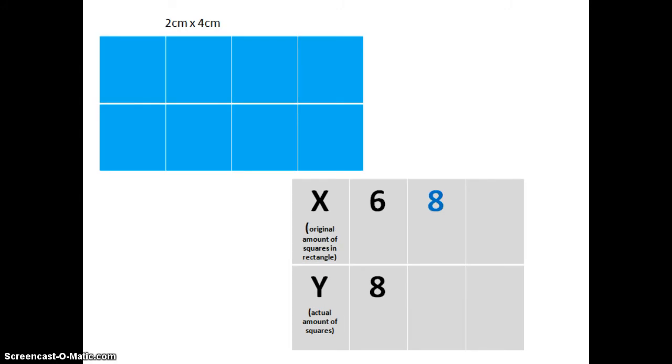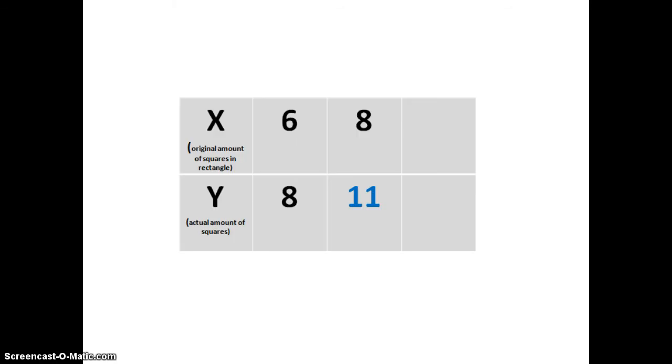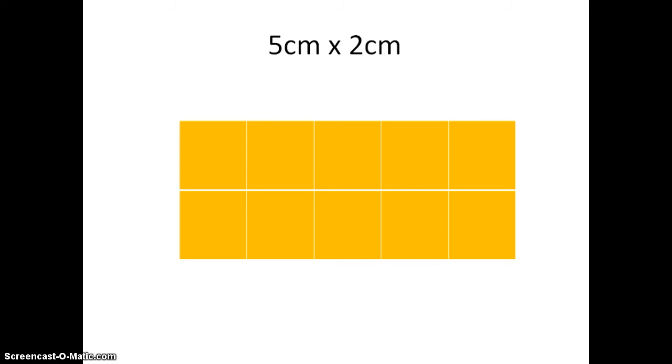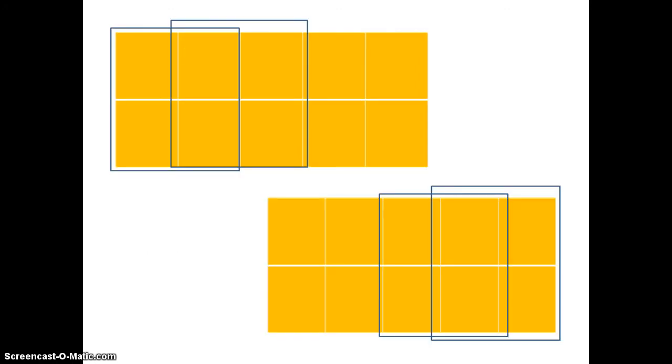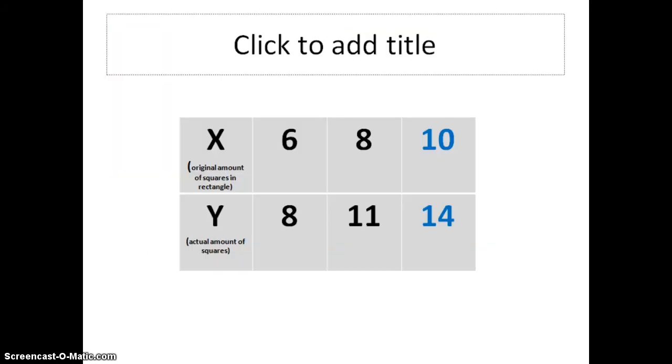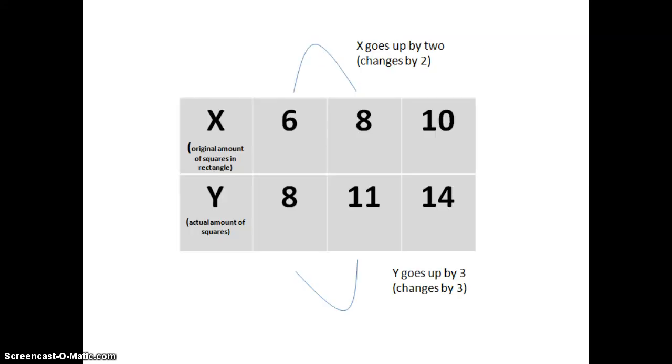I tried another example with the original amount of 8 squares, or x equals 8. I looked for larger squares outlined in red, and I found that y equals 11. I decided generating one more example will help with the accuracy of my data collection. Therefore, x equals 10, or the original amount. How many squares are there actually? There was 14.